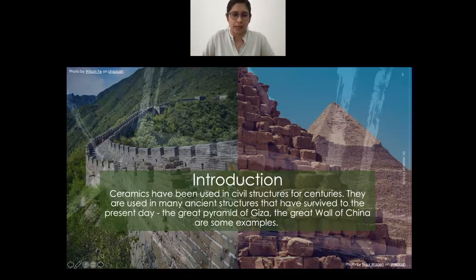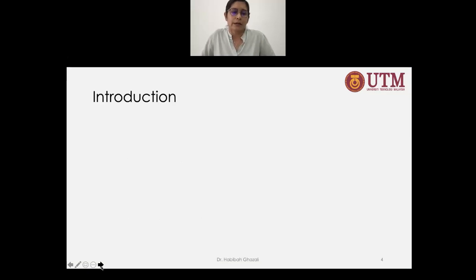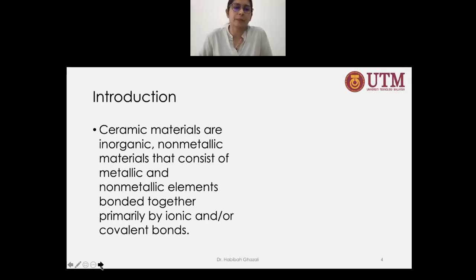We use concrete in all of our buildings because of its superior physical and mechanical behavior. In a nutshell, ceramic materials are inorganic and non-metallic materials that consist of metallic and non-metallic elements bonded together primarily by ionic bonding, with some percentage of the bonding being covalent. So they are a mixture of ionic and covalent bonding.